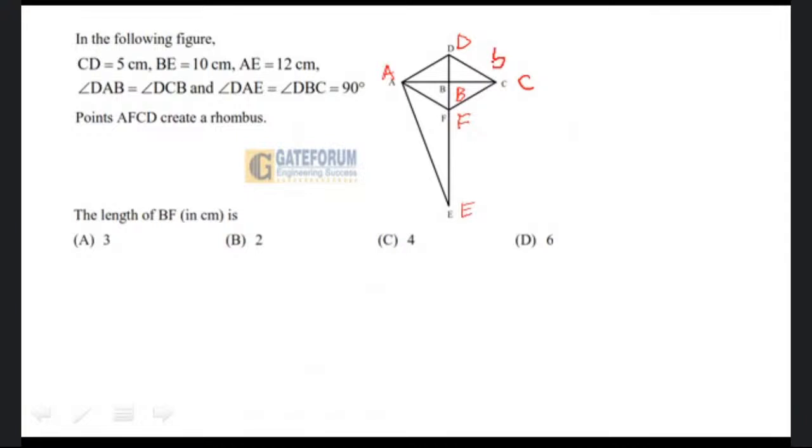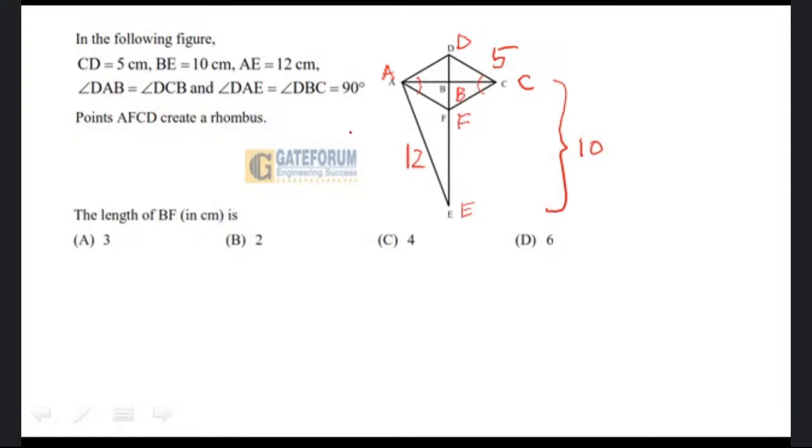So in the following figure, CD is equal to 5. BE is 10. B is this point, so this whole thing is 10. AE is 12. DAB is equal to DCB, which is absolutely okay because that is the property of a rhombus. These angles will be equal.